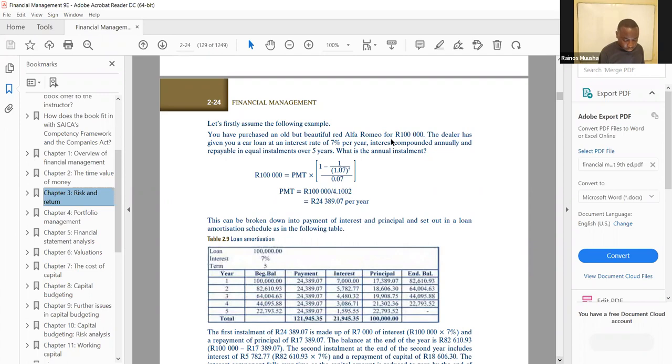So they tell us that you're looking to buy a car and you're getting a loan of 100,000. Your interest per year is 7%, and you're going to pay back this loan over 5 years. So you now need to prepare the loan amortization schedule to find out exactly, every time you make a payment, how much is going towards the interest, how much is going towards the principal, and how much is still outstanding on the loan as well. That's basically what we're trying to do when you prepare the loan amortization schedule.